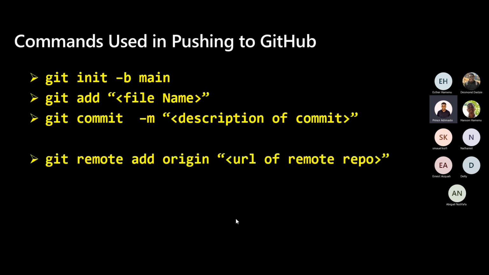Then you add the remote GitHub repository to your local copy. You say git remote add origin. Once you do that, it will add the remote repository to your Git. So that once you run the command git push origin main, or git push option all, it will go straight to the repository. I'll be showing the commands in a few seconds.